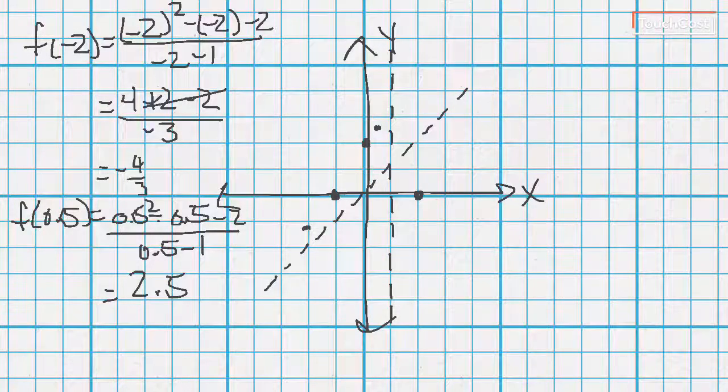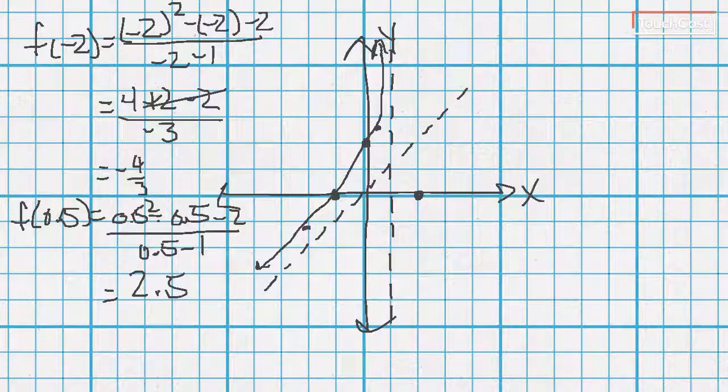We've got points now that we can connect. What we know is we can never cross y equals x, and we can't cross x equals 1. So we've got that part done. We're good there. Now let's graph the other side.